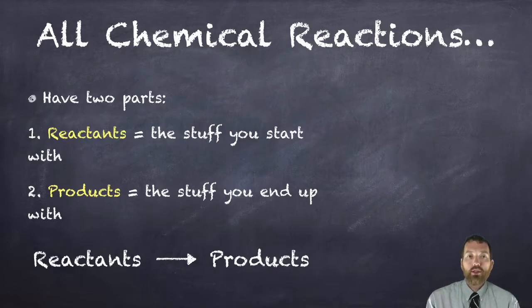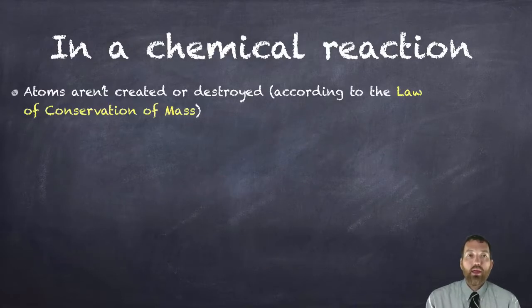When you read a reaction, you read it from left to right. You read the reactants, and they're reacting together. Then when you get to the arrow, you say react to produce the products, and that's what's on the right-hand side of the arrow. In a chemical reaction, remember from chapter 2 that atoms aren't created or destroyed according to the law of conservation of mass. Now you need to show this in your chemical reaction by balancing it correctly. We'll talk about that in the next section.